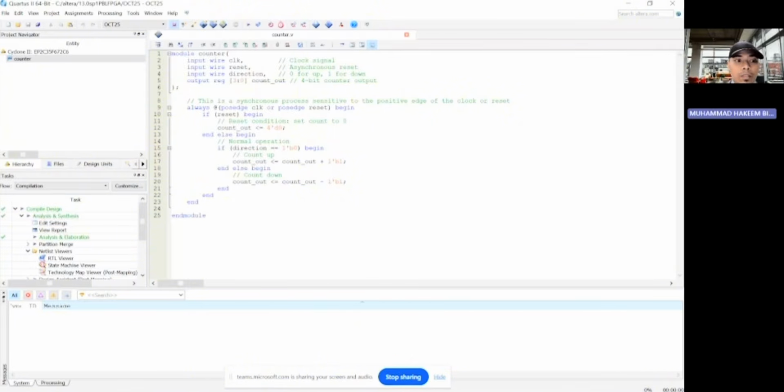Overall summary. In summary, this design implements a 4-bit up and down counter with an asynchronous reset. The counter updates its value on the rising edge of the clock, and the direction input controls whether the counter increments or decrements. This type of counter is commonly used in digital systems such as timers, controllers, and event counting applications.